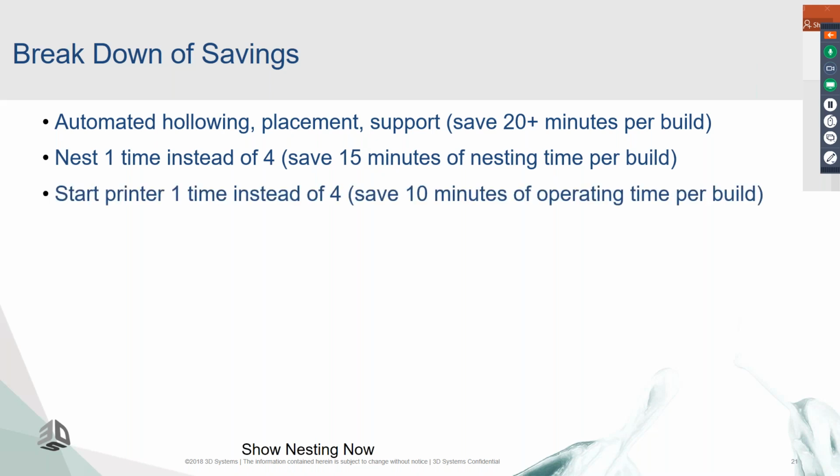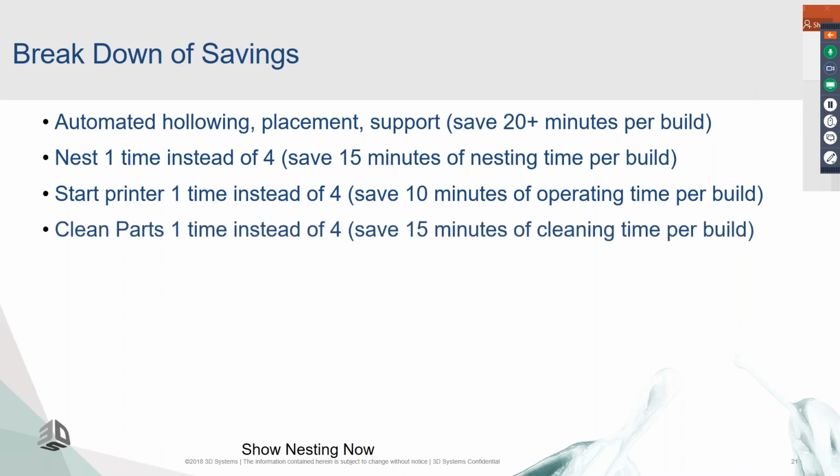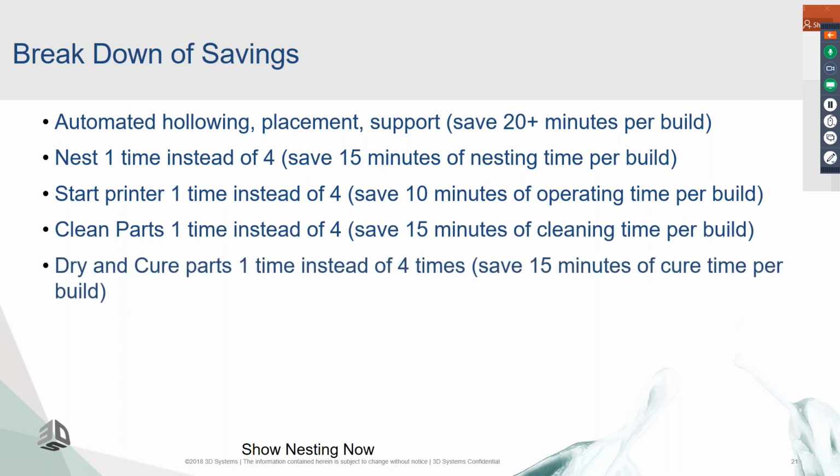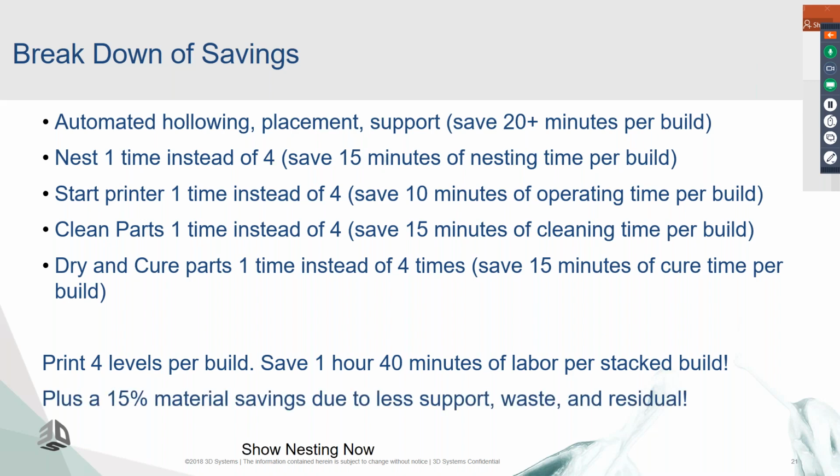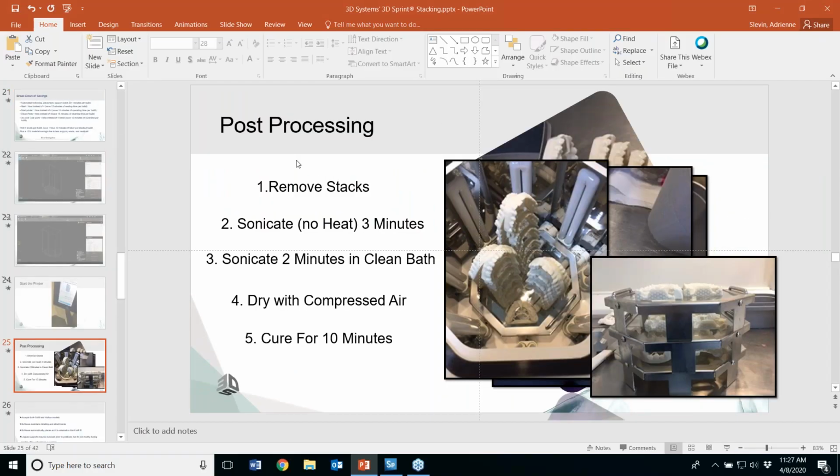You can start your printer 1 time instead of 4 times. So instead of walking to your printer, stirring your resin, taking off the build platform, starting it again, cleaning your parts 1 time, instead of going back and forth to your workstation, drying and curing your parts 1 time instead of 4 times, printing 4 levels per build, you save almost a couple hours of time and labor per day. Plus you actually save material, and I'm going to show you how, with less support, less waste, and less residual. Okay, so what we're going to do is I'm going to show you live nesting.